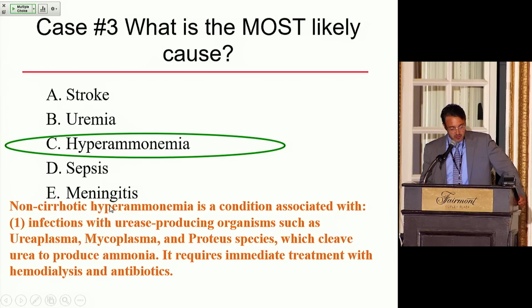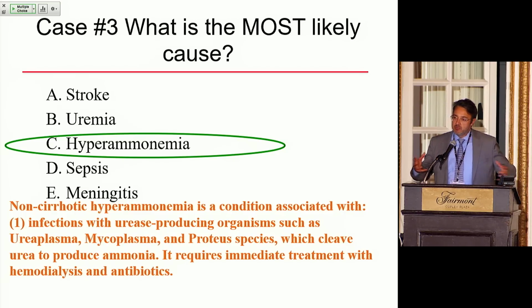So this is a case of non-cirrhotic hyperammonemia, which can occur in patients who have been colonized with urease-producing organisms, such as Ureaplasma, Mycoplasma, or Proteus, which cleave the urea into ammonia. And why is this so important? Because the mortality, if you look 5 years back, was 100%. Now it's a little bit lower. And the reason is that if you don't diagnose quickly, the hyperammonemia will cause brain edema, and these patients then have actually a very quick death.